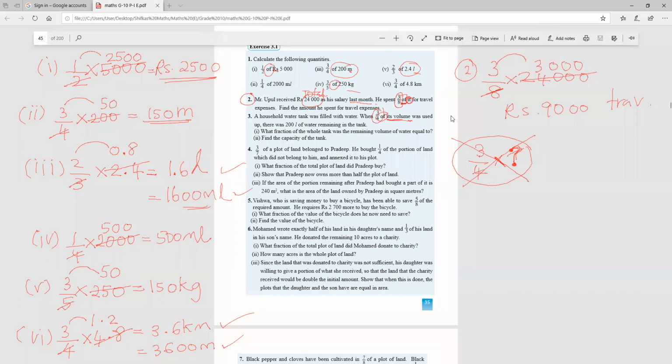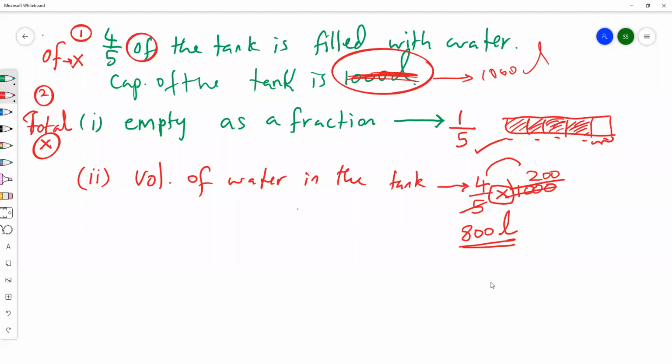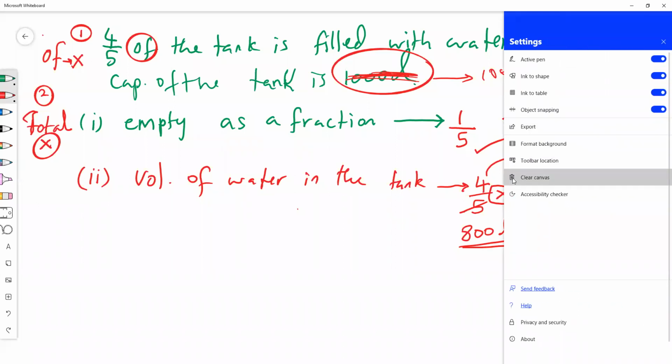If the total is missing, how to find the total and how to answer the questions, we are going to study now. Okay, children, "of" means you have to use multiplication. So listen carefully how to apply such types of questions, how to do and how to find the answers to questions related to these things.